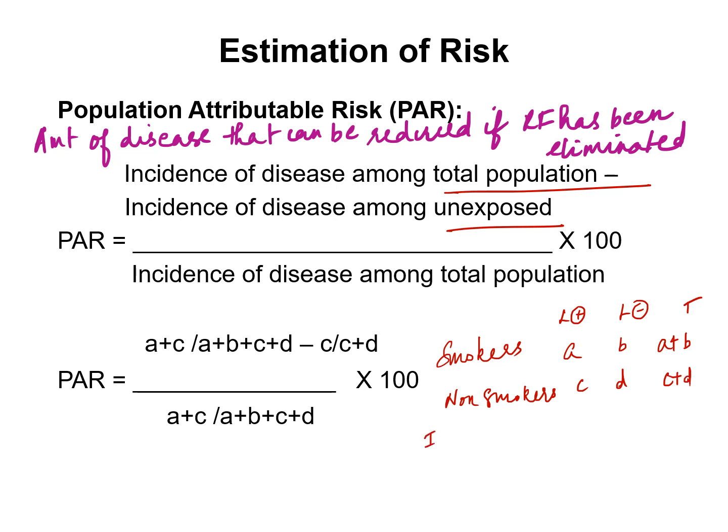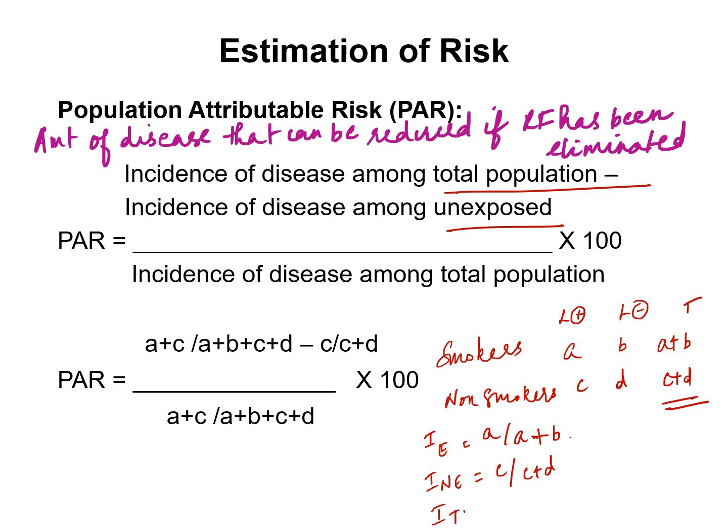Now the incidence among the exposed smokers will be the number of new cases divided by the population at risk. For smokers, new cases is A, so A by A plus B. And incidence among non-exposed will be the same, number of new cases divided by the population at risk, so C by C plus D, which is the population at risk for non-exposed.